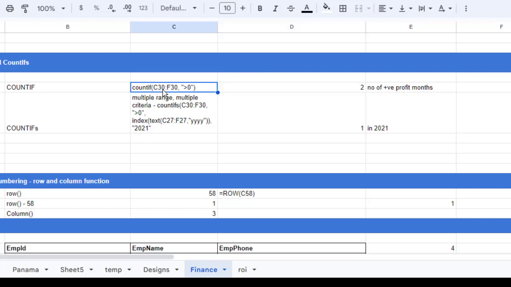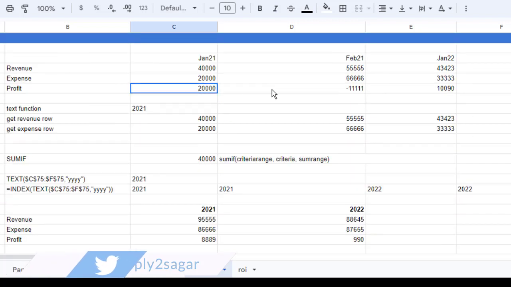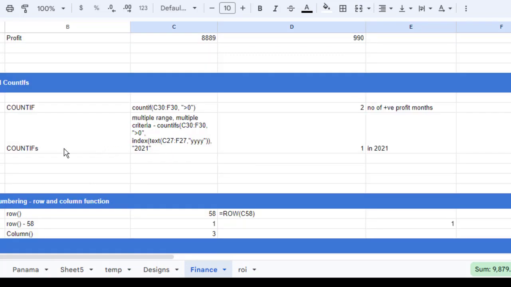because in this particular range C30 to F30 there are two numbers which are greater than 0. You can see that there are two positive numbers there. Now let us look at this CountIfs function.